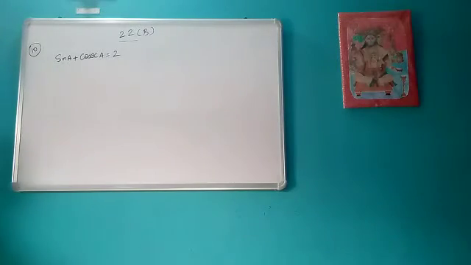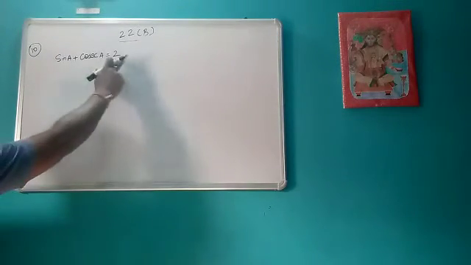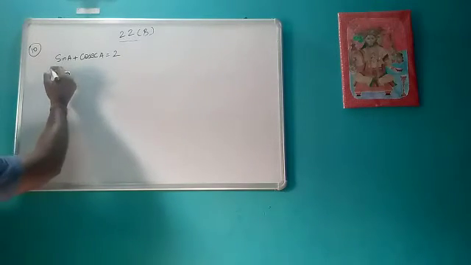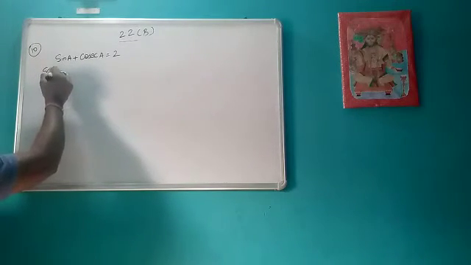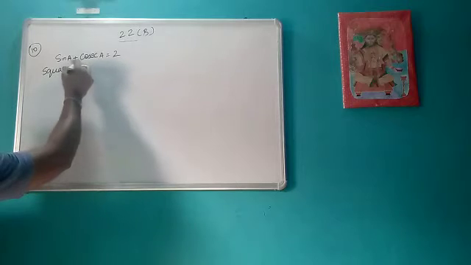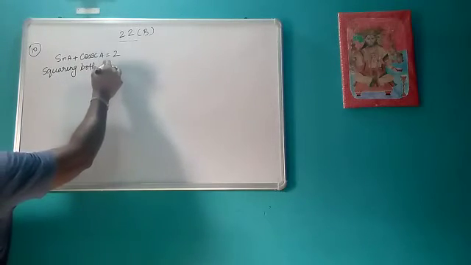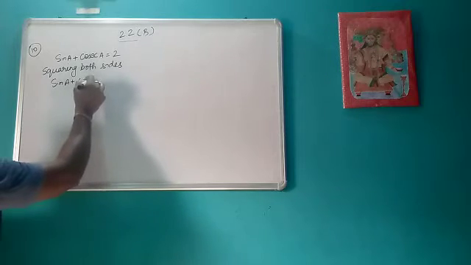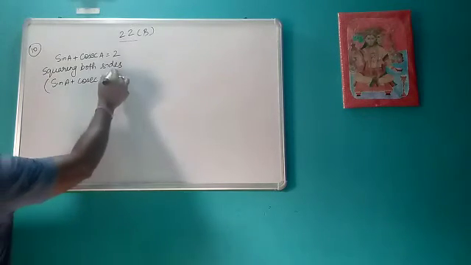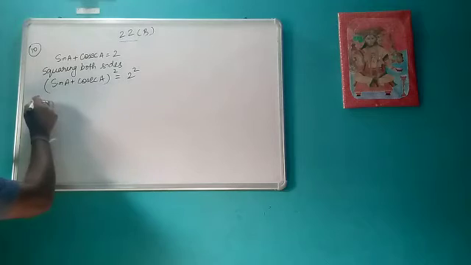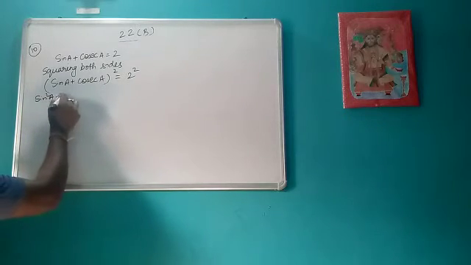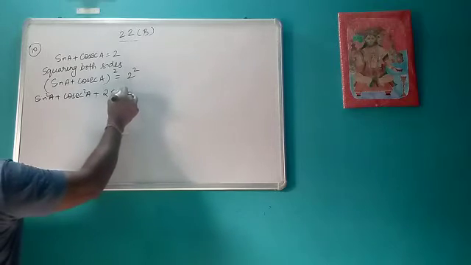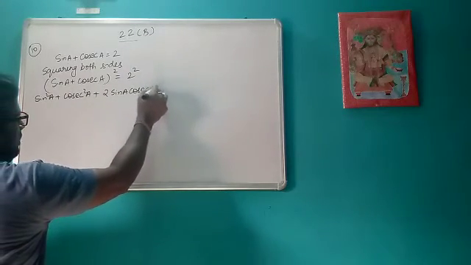Okay, let's discuss one more type. Suppose sin A plus cosec A is given, and we have to find the value of sin square A plus cosec square A. So what we will do? We will do squaring both sides. Okay, what we get, let's see. So it is sin A plus cosec A whole square equal to 2 square. So we will use A square, and that is cosec square, plus 2 AB sin A into cosec A is equals to 4.